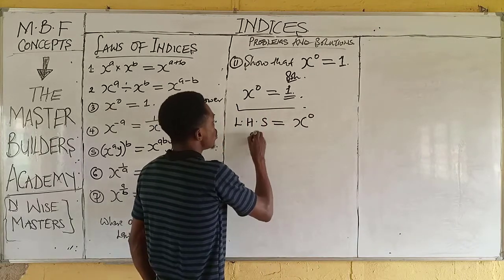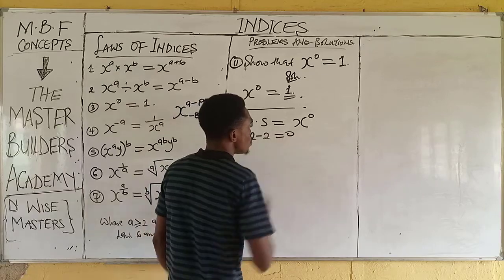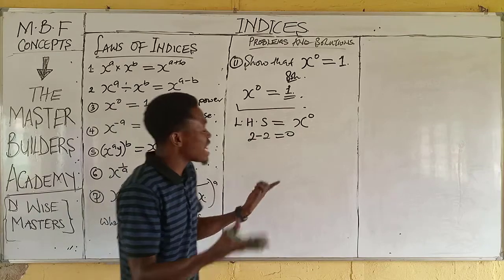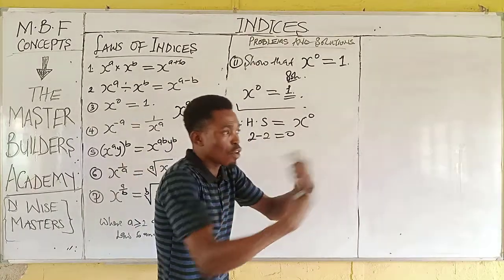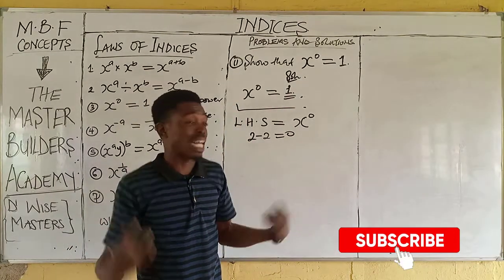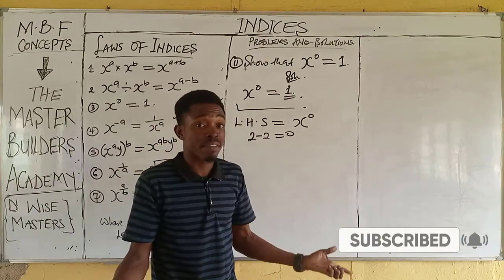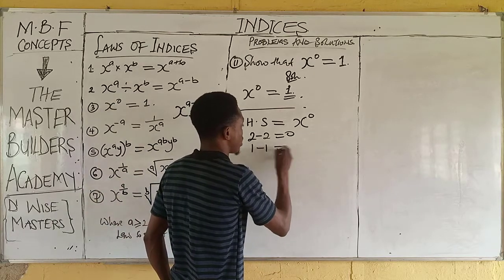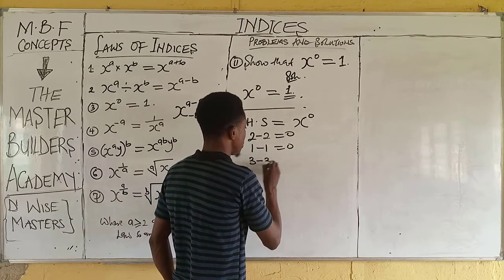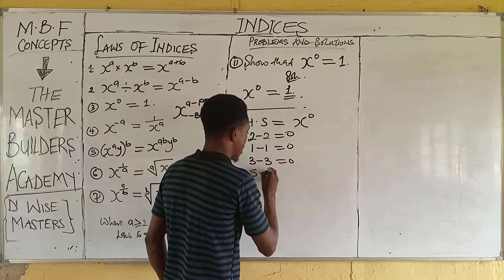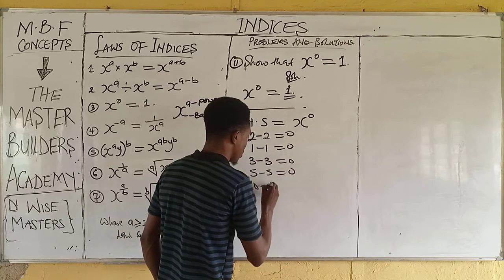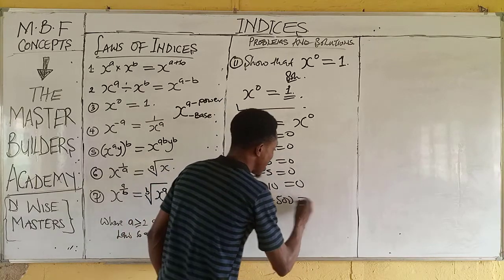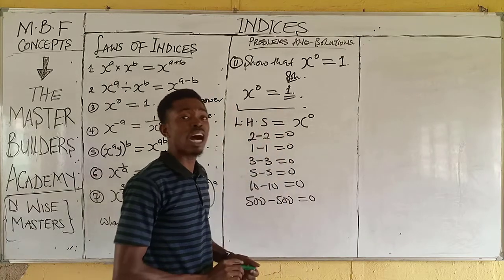I know that 2 minus 2 is 0. So if I want to replace this 0, I will find a number such that if I subtract it from another number, it will give me 0. And there is no other number than a number being subtracted from itself. And that's exactly what we have here. So equally, I can use 1 minus 1 is 0. I can use 3 minus 3 is 0. I can use 5 minus 5 is 0. I can use 10 minus 10 is 0. I can use 500 minus 500. Any one I choose to use here, they are all 0.